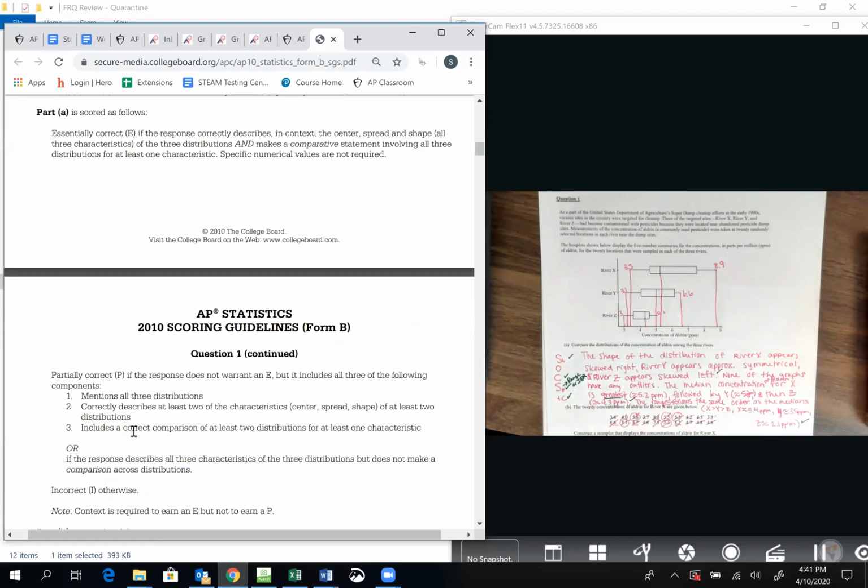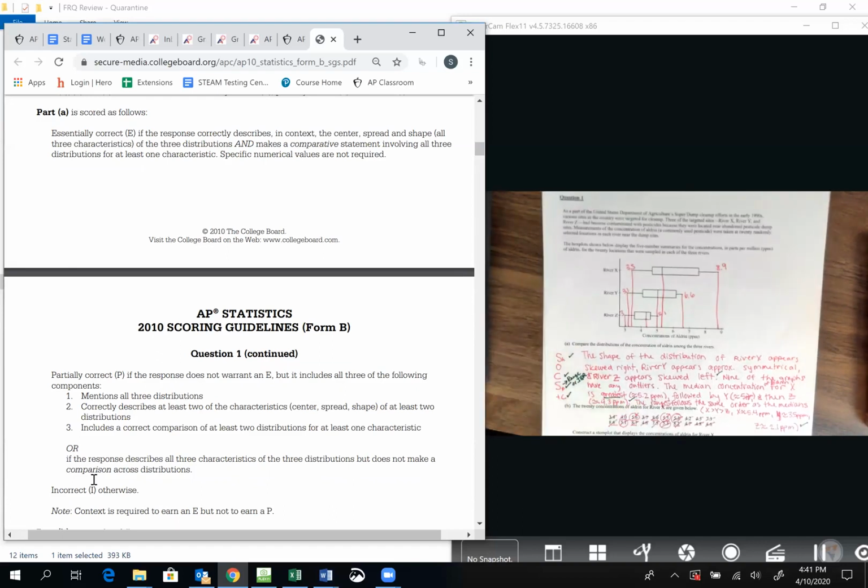Or you could have gotten partially correct if the response describes all three characteristics of the three distributions, but you didn't make a comparison. So if you talked about the shape, the center, and the spread, but you failed to make a comparison for at least one feature, that is also a partially correct. And then they didn't count off for outliers, but remember, you should describe outliers even if there aren't any, just to be safe. It doesn't hurt to have an extra sentence, but it could hurt to leave that sentence out.